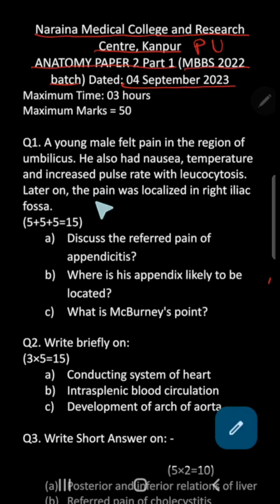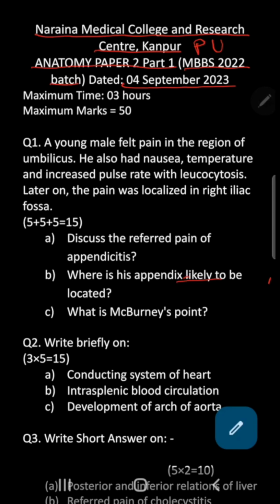So because of the last line that the pain was localized in the right iliac fossa, you can easily guess, and also because retrocaecal is the most common position, you can mention here that the appendix is likely to be retrocaecal in position, located in the right iliac fossa. Then what is McBurney's point? You know that's a point for the incision to be given for appendicectomy, and that point is placed at the junction of the lateral 1/3 and medial 2/3 of a line joining the anterior superior iliac spine to the umbilicus.